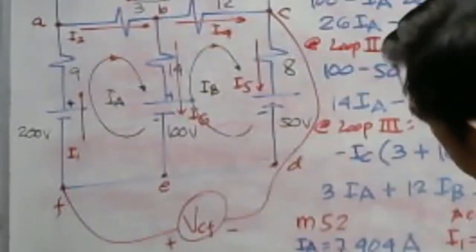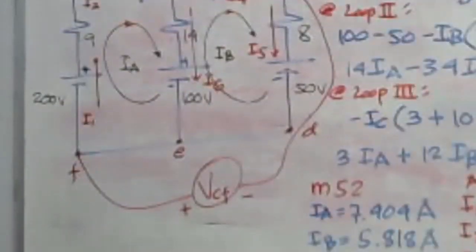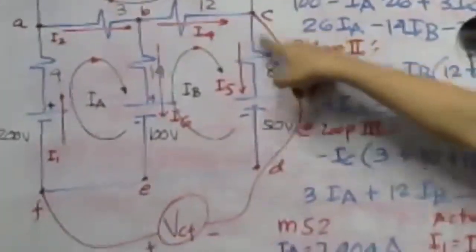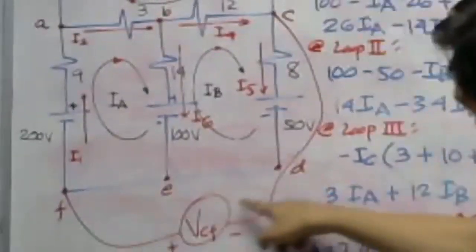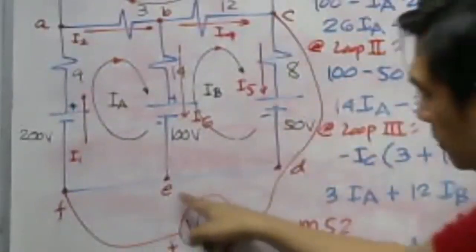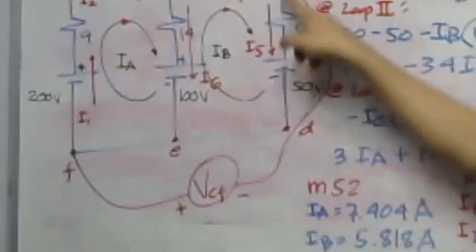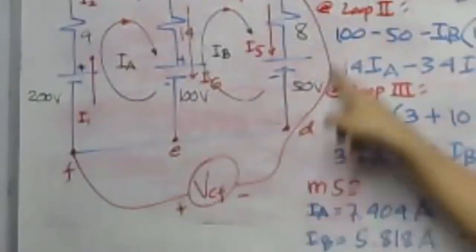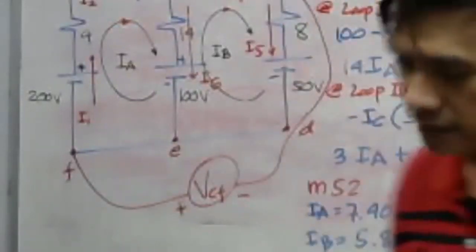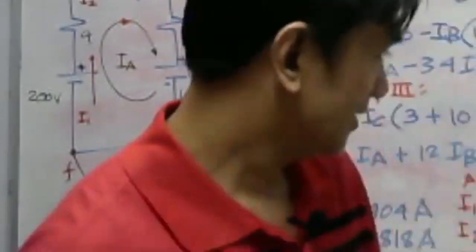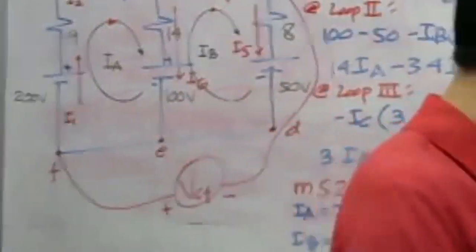Which loop is the easiest? I think this is the easiest loop. Here. This is the easiest. So, let us use the easiest one. So, for number 11.